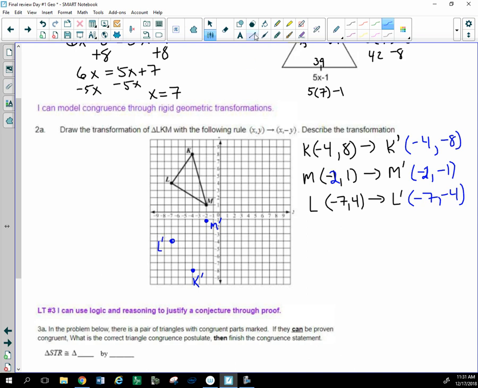And so then if I connect those dots here, you can see that I end up with the same triangle. But then the question is, what kind of transformation did I just do? Well, it looks like I just flipped this thing across the line. So I'm going to call it a reflection across the x-axis.